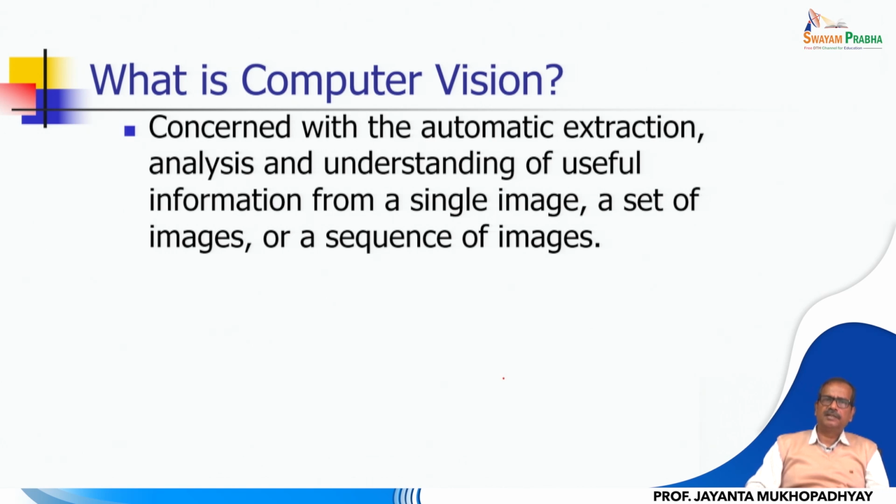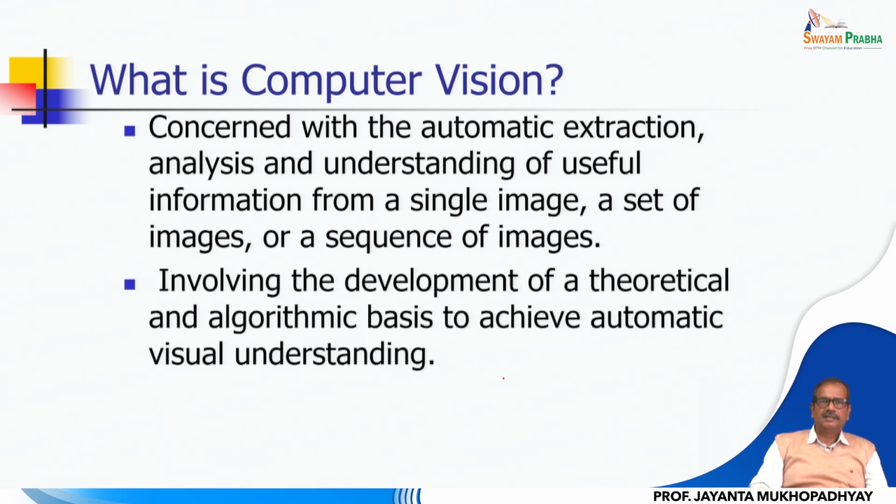So, in a more precise way, we can say that computer vision concerns the automatic extraction, analysis and understanding of useful information from a single image, or not only from a single image but from a set of images or a sequence of images. As a subject, it also involves the development of a theoretical and algorithmic basis to achieve automatic visual understanding. These are a few objectives of computer vision.